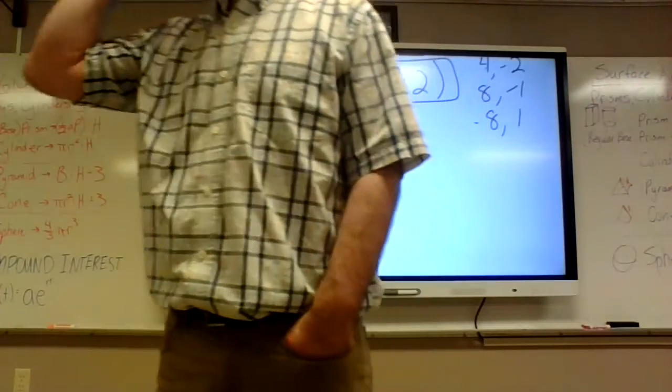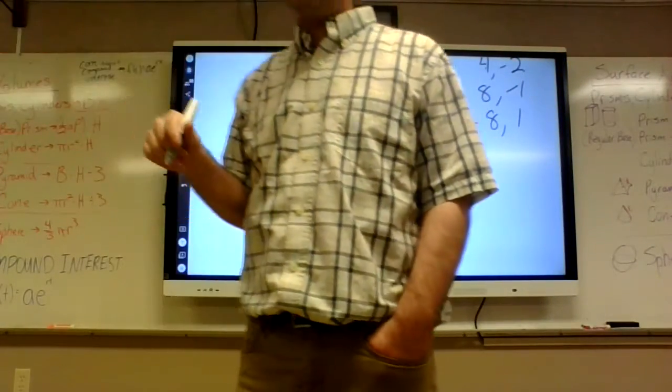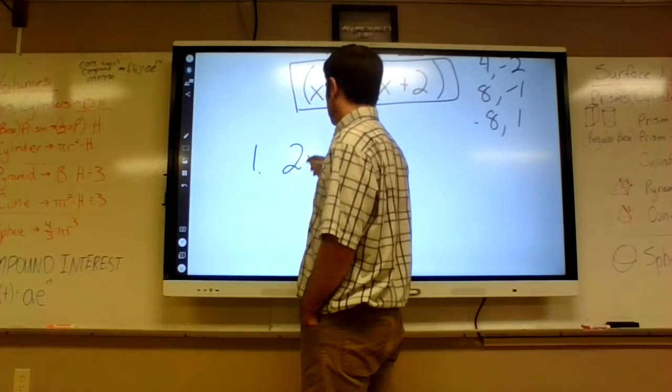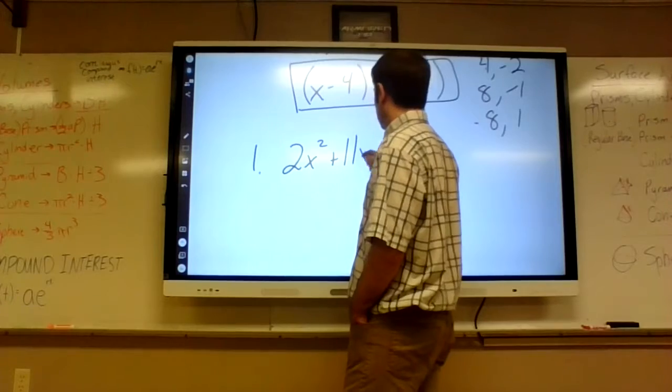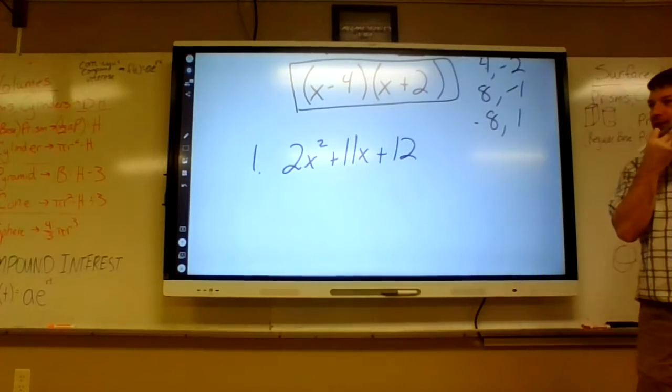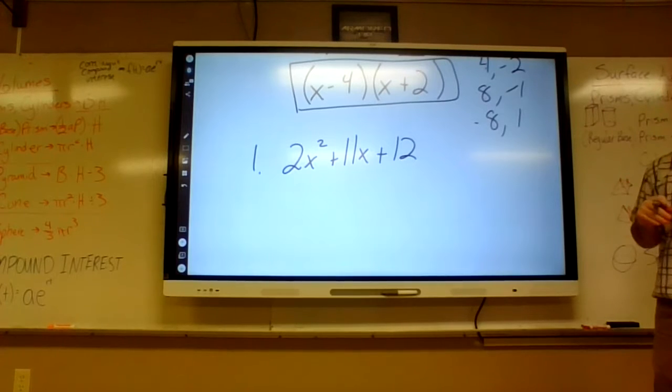So, number one, I guess we'll just learn by doing here. 2x squared plus 11x plus 12. Just do all of it. Okay. It is more challenging, but I do think a lot of people got this done in the other class because there's only 16.